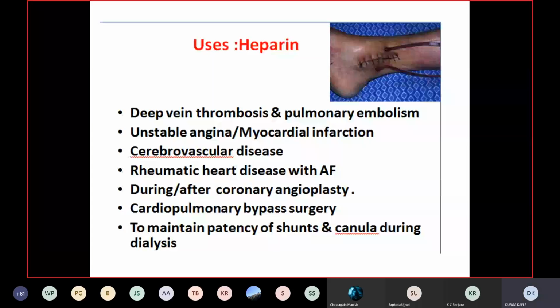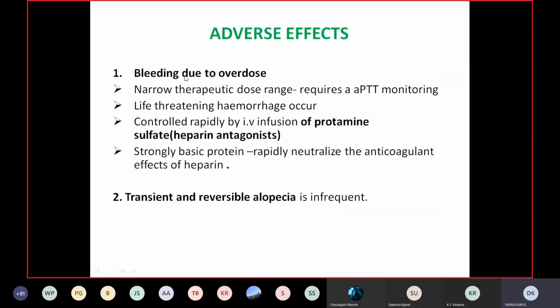Now let's see the adverse effects of heparin. Bleeding due to overdose is the most common complication of heparin. So to prevent this, always you have to monitor the APTT level. It should be in the range of 1.5 to 2.5 only. If it increases more than 2.5 times, then there is an increased risk of bleeding. Life-threatening hemorrhage may be seen due to overdose of heparin.